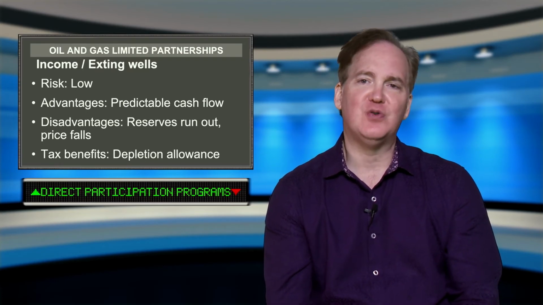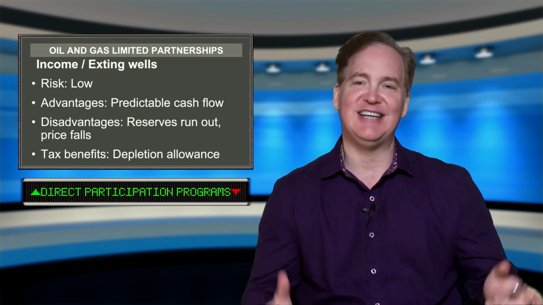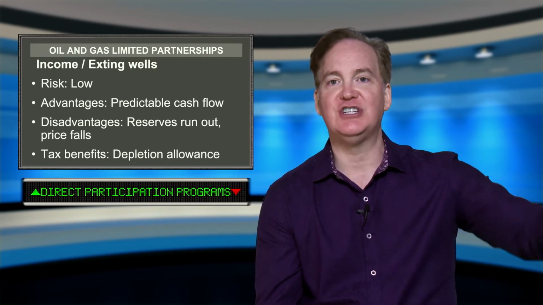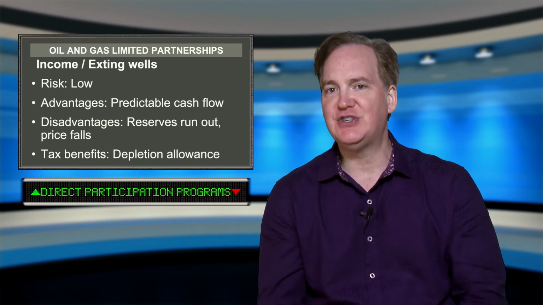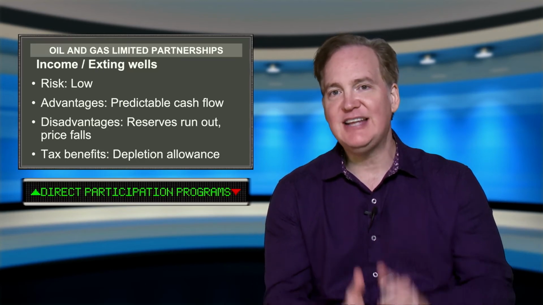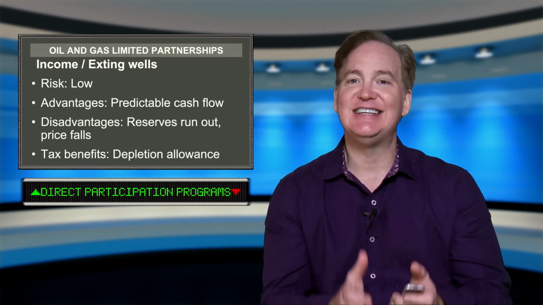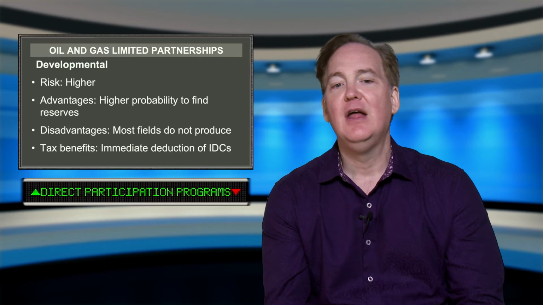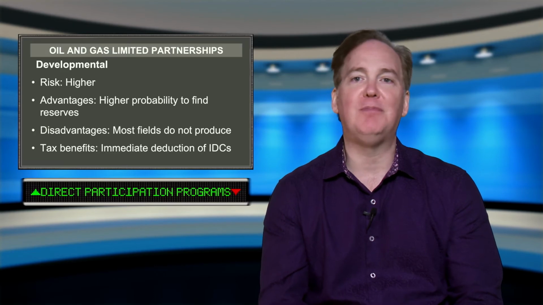Now, when you have natural resources, you do not depreciate them. You depreciate fixed assets. You deplete natural resources. So oil, gas, gold, silver, they are all depleted because at some point those natural resources will have been removed from the ground. So the tax write-offs that you receive from oil and gas partnerships is not depreciation, it is a depletion allowance.